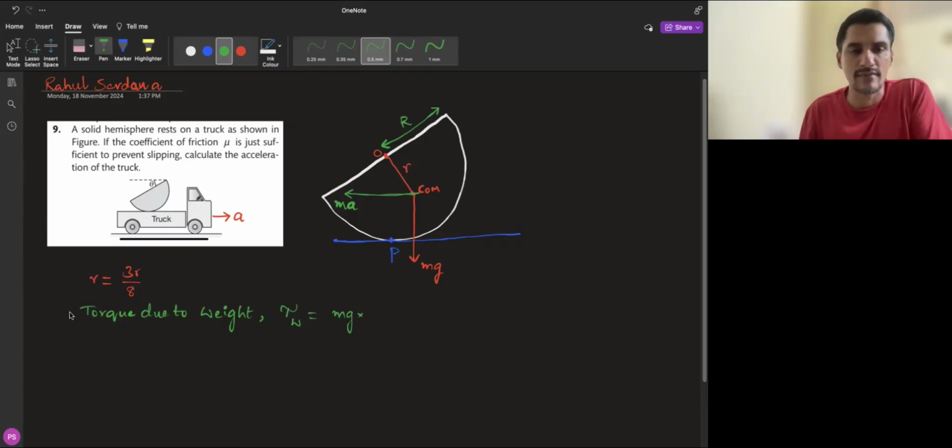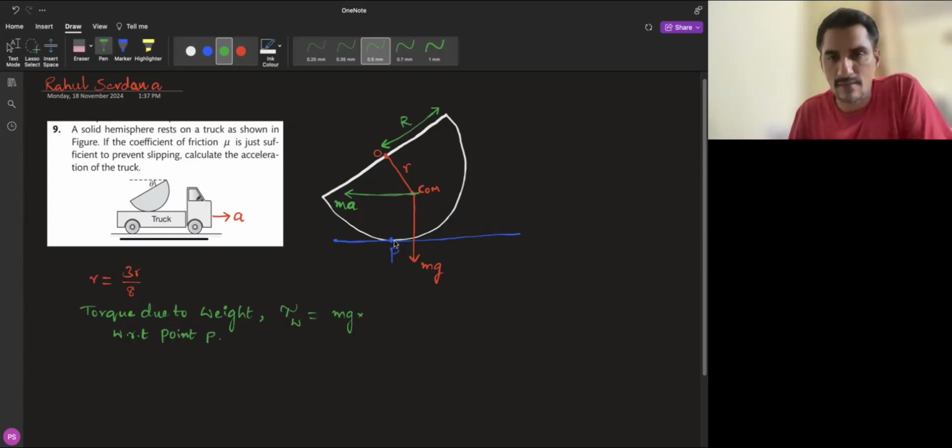Now we are going to write with respect to P. Important to understand, the torque due to weight with respect to point P. So now you can write from the point P, what is the perpendicular distance? This is a perpendicular distance. Observe carefully. With respect to point P, this is a perpendicular distance. Yes. So how much is that perpendicular distance?